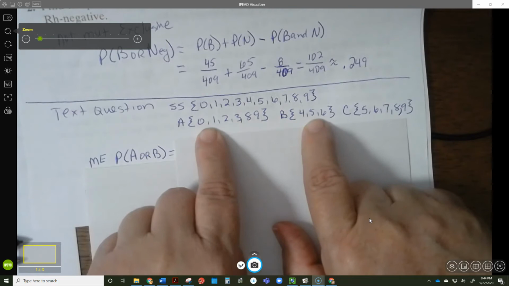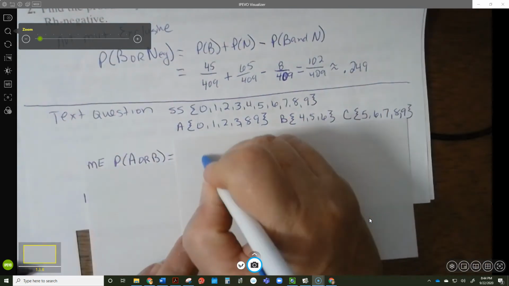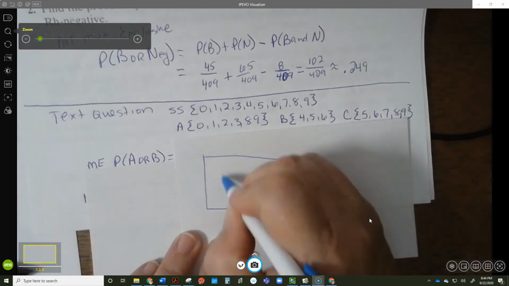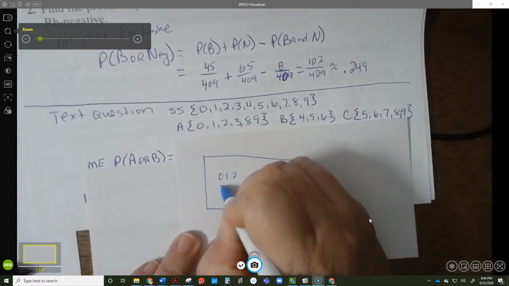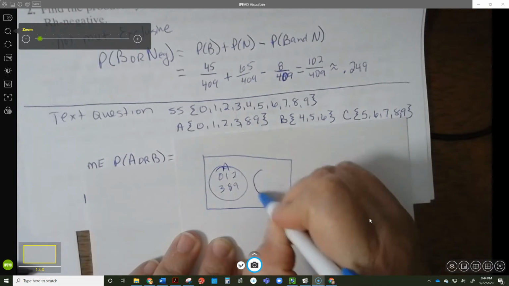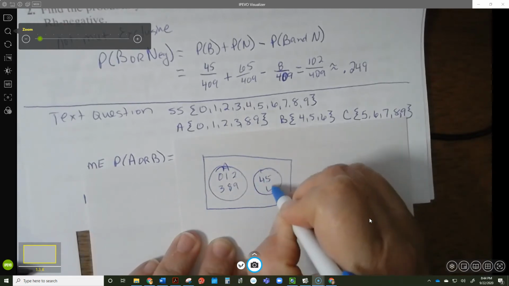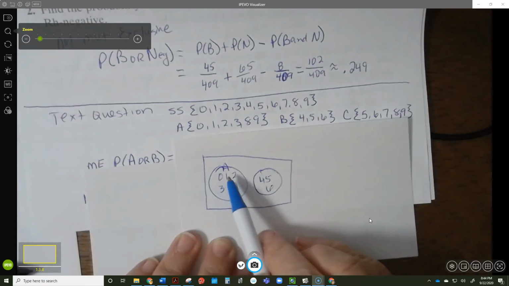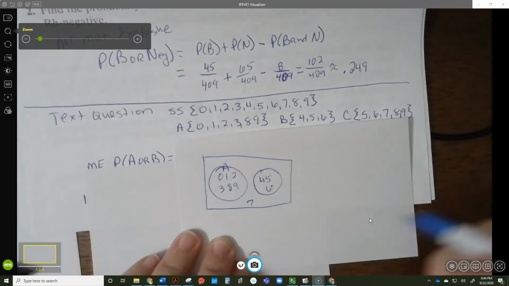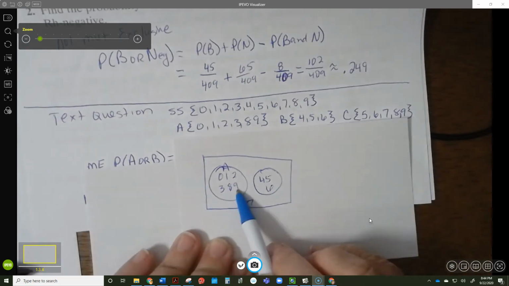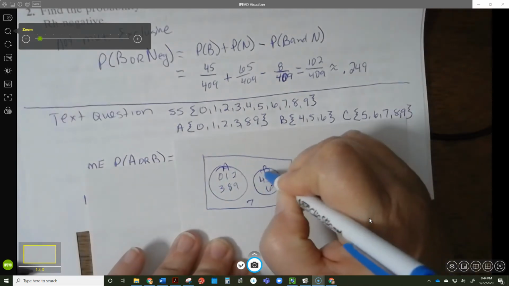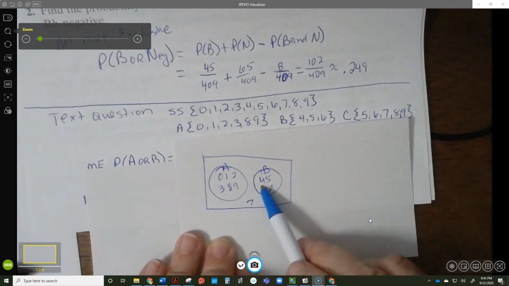So if I drew a Venn diagram, and I drew 0, 1, 2, 3, 8, 9, that would be in event A. In event B over here would be 4, 5, 6. And then 7 is not listed in there anywhere, so 7's out here. 0, 1, 2, 3, 8, 9 is in this set. This set over here is over here. They don't share anything, so they're mutually exclusive.